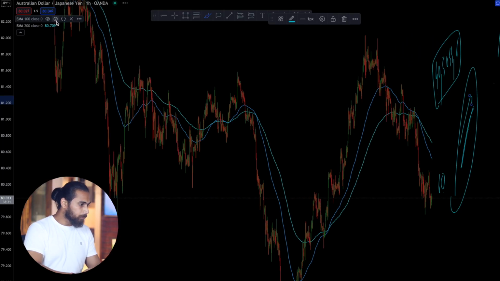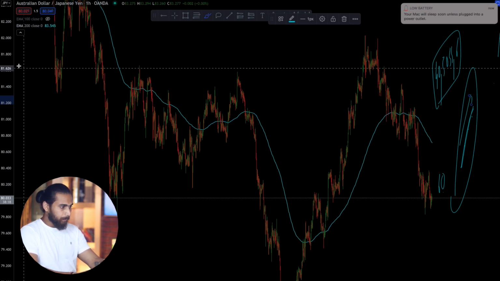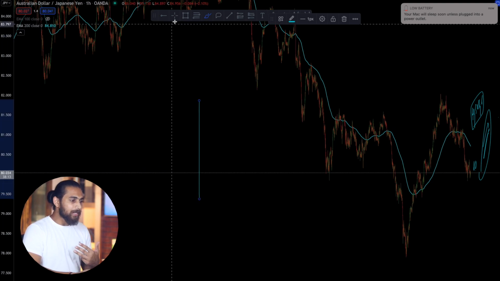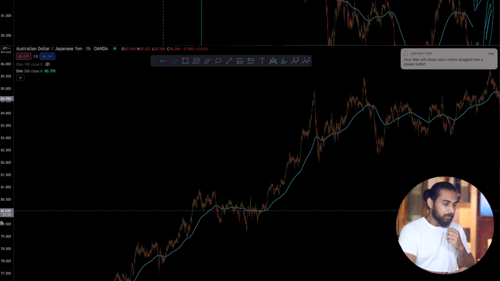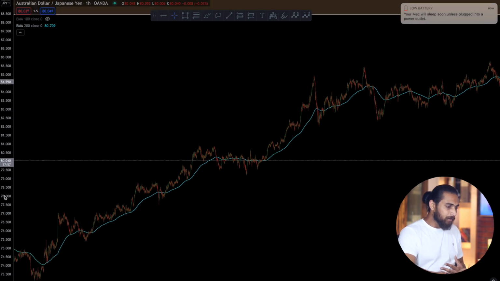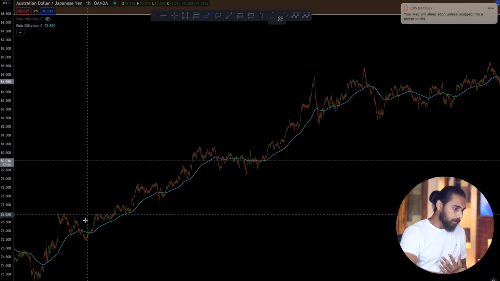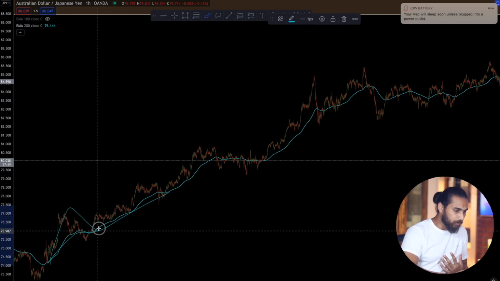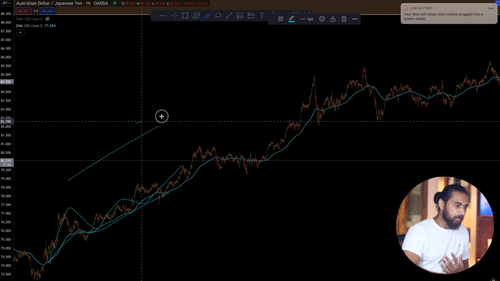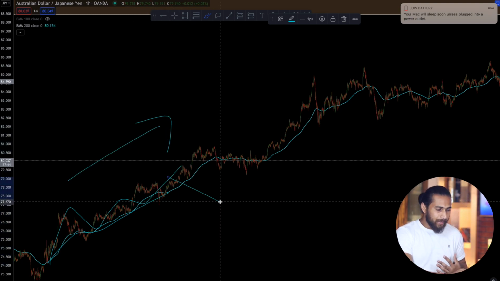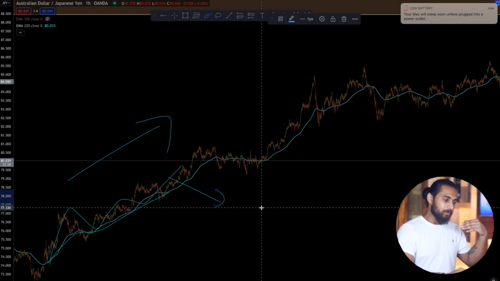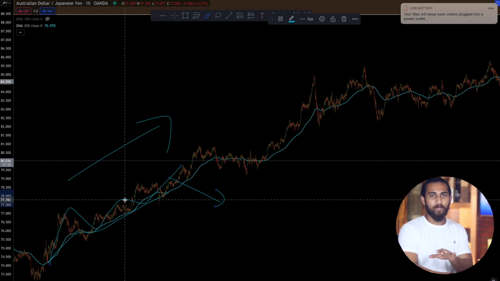Now here we are on Australian dollar and Japanese yen, and we are on the 1 hour chart. So let us try to understand what the moving average tells. As I told you before, when the slope of the moving average is up like this and the price is above it, then it tells us that the market is bullish. And what traders do is they understand that they have to be with the trend, and they try to take mostly long positions or buy trades when the price is above the moving average.